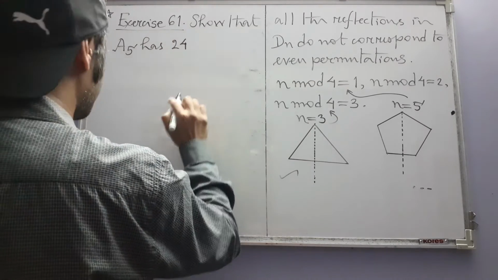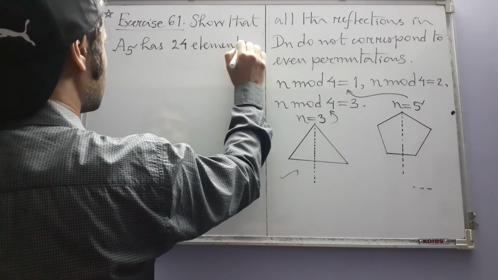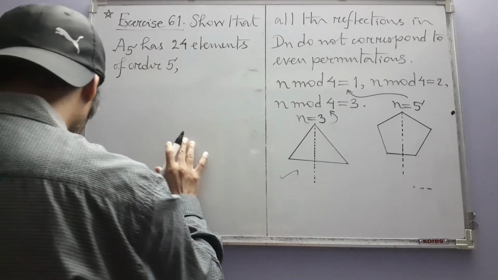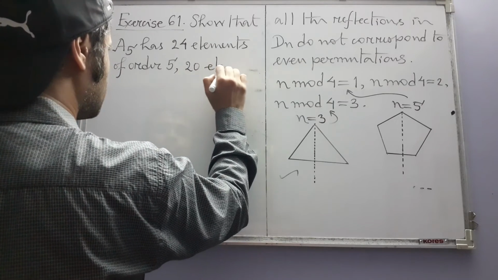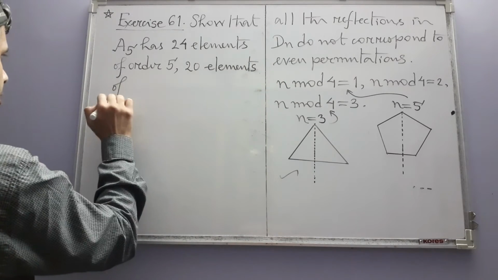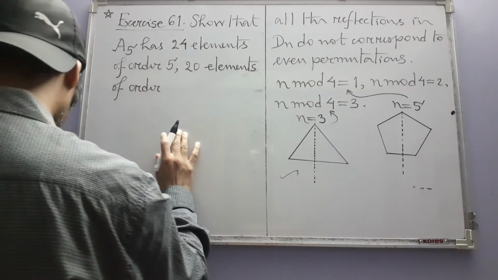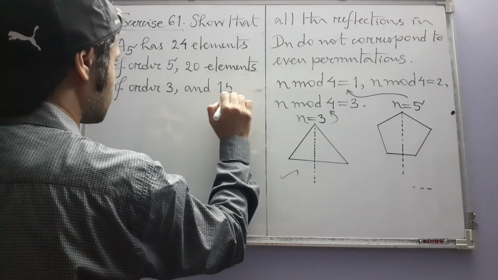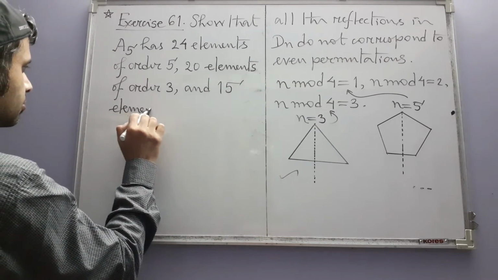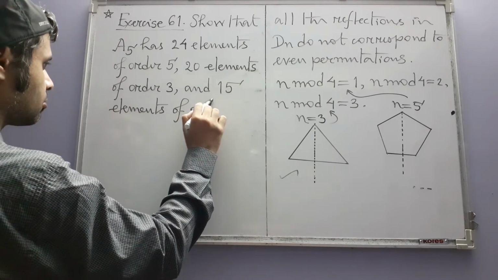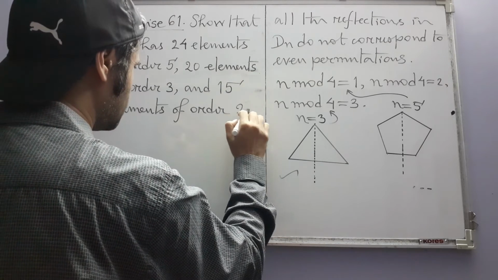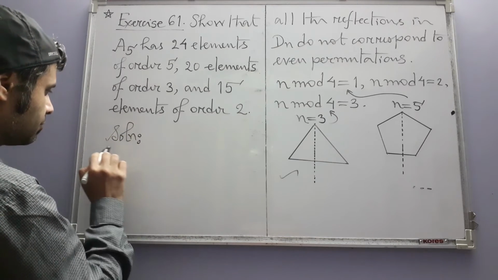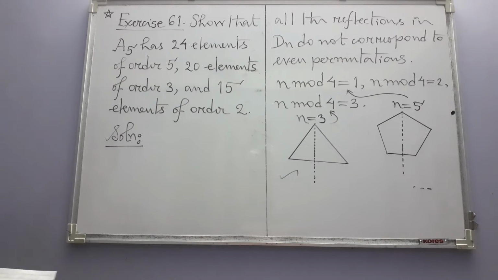A5 has 24 elements of order 5, 20 elements of order 3, and 15 elements of order 2. Actually, the solution to this one is available at the end of the text itself. So from there itself I am writing this thing.